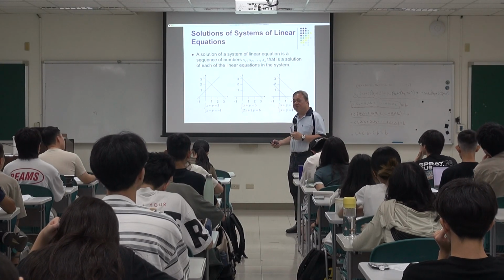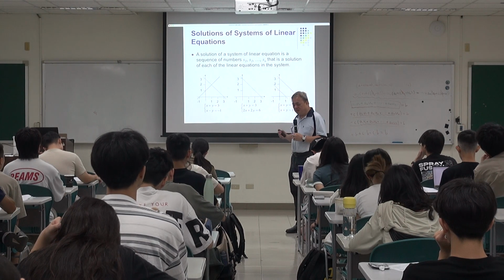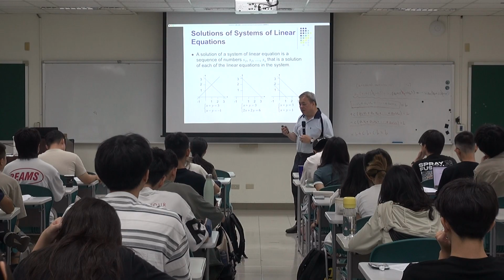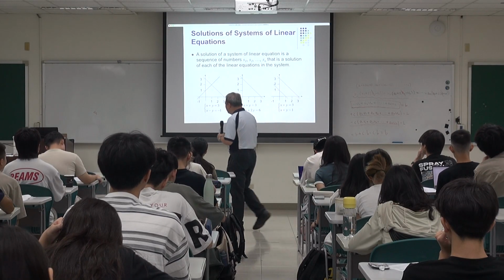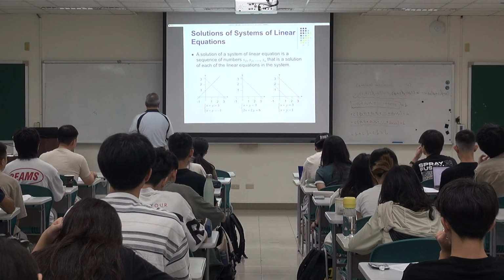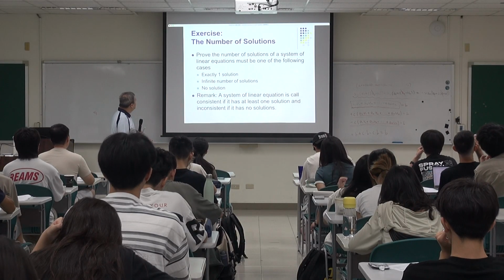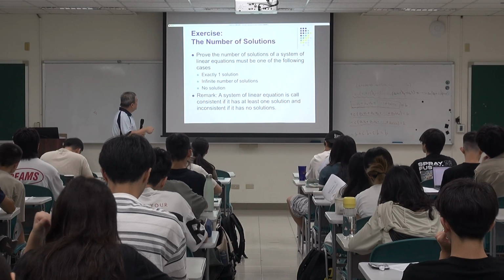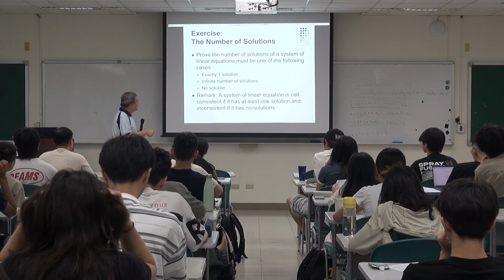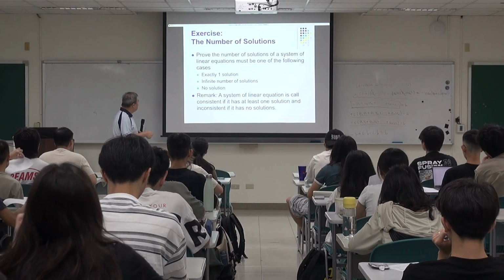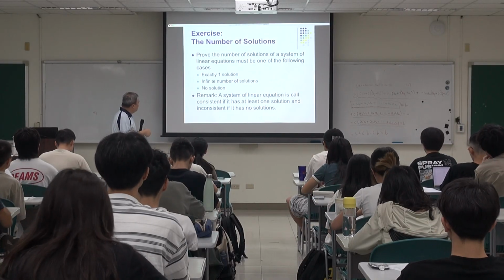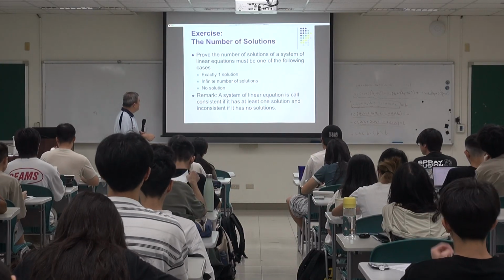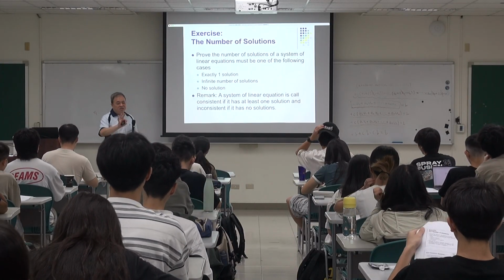Obviously, this thing can be extended to n dimensions. You can imagine. So the number of solutions of a system of linear equations must be one of the following cases. The first one, exactly one solution. The second one, an infinite number of solutions. The third one, no solution. Only these three cases.